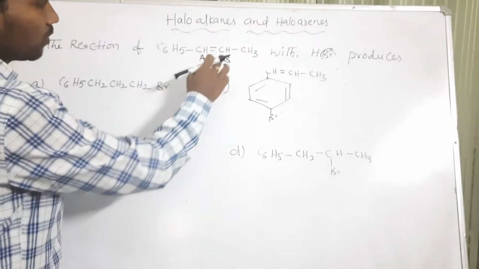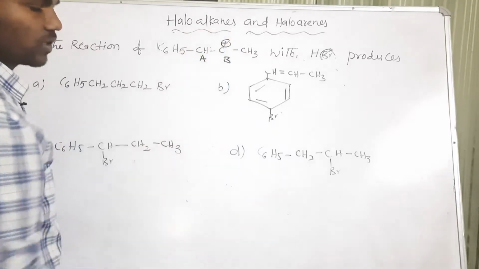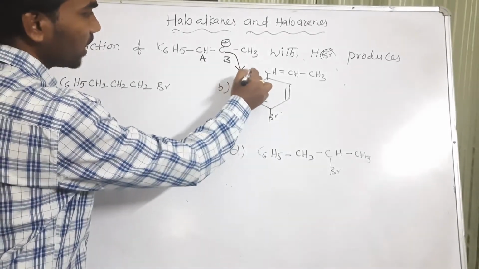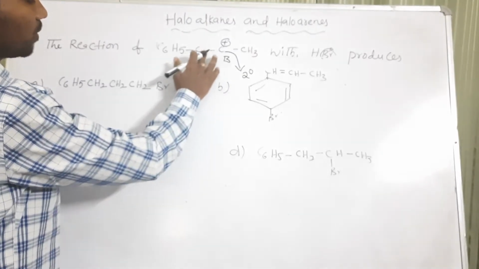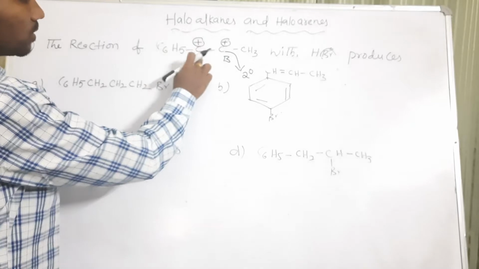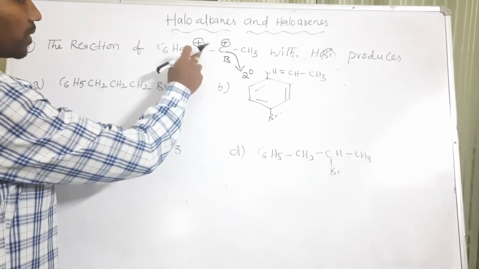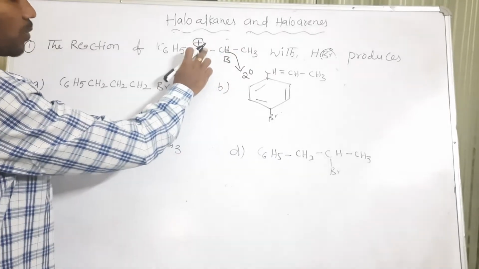Now, the carbocation formed at the B carbon is called a secondary carbocation. If the positive charge is formed at the A carbon, both carbons will not form carbocations at the same time. Now I am taking the second case. So here the carbocation will form.